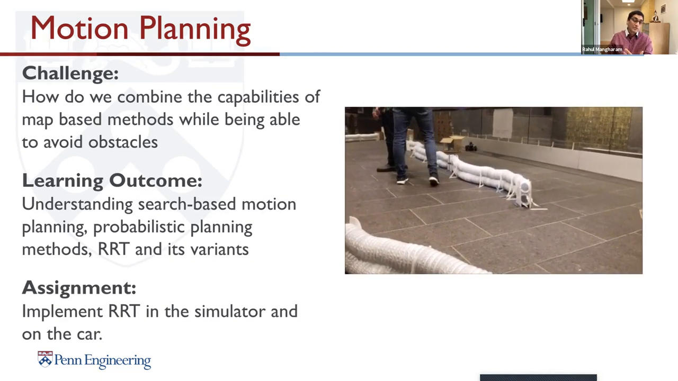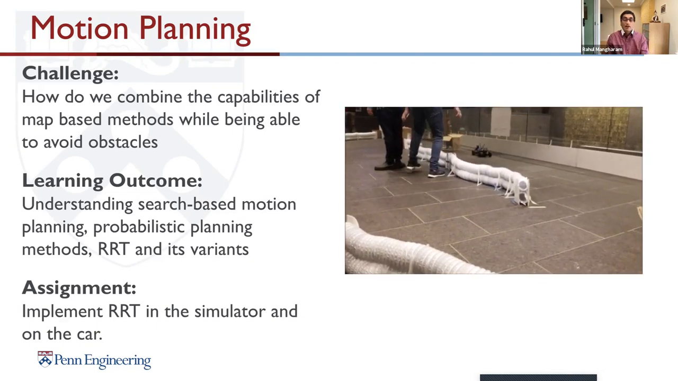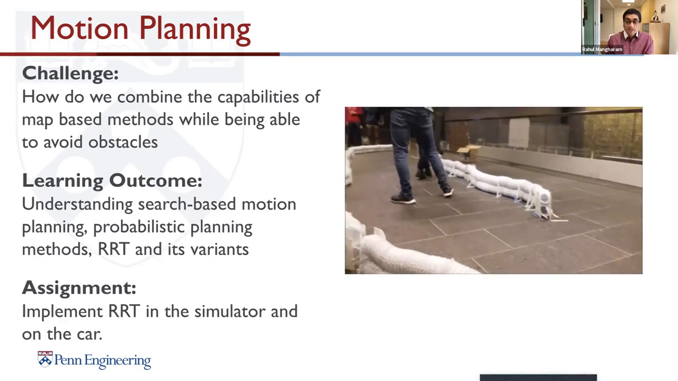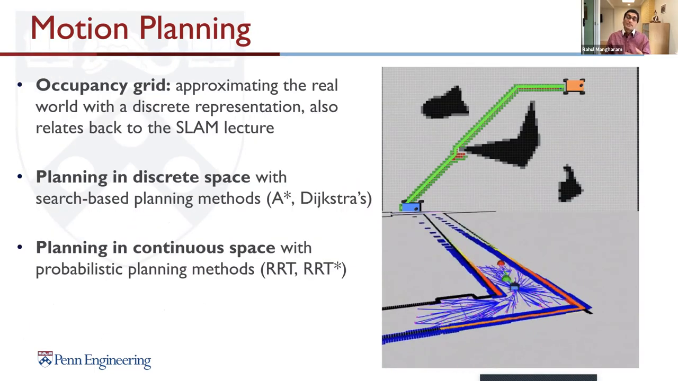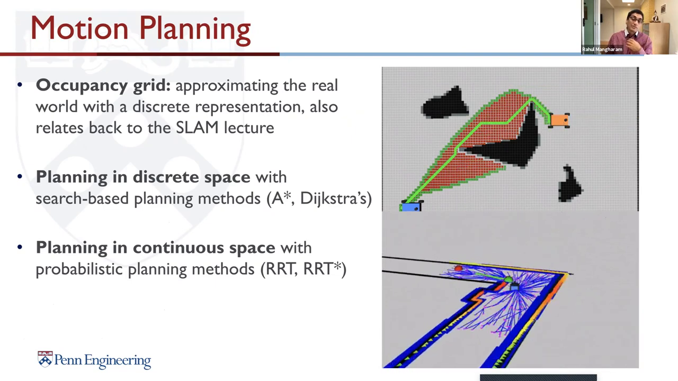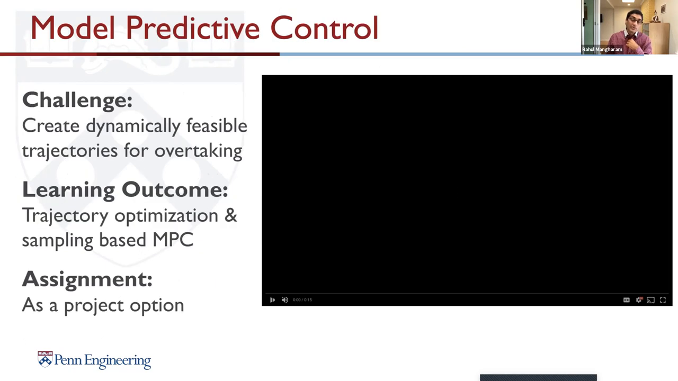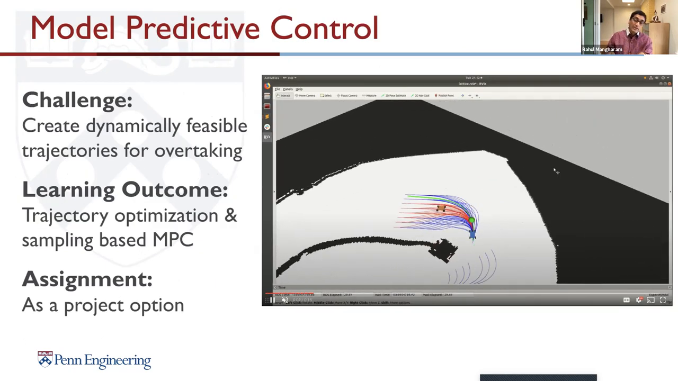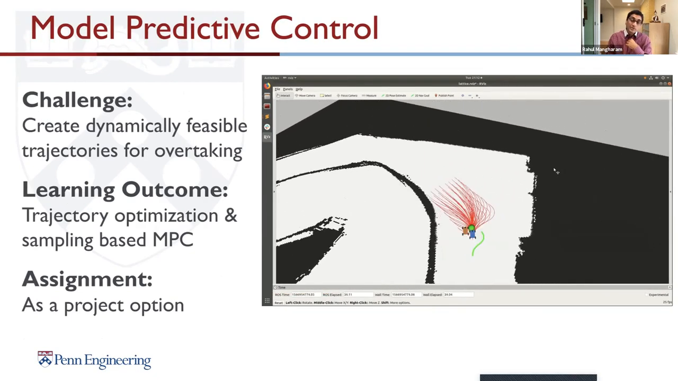And so we walk through search-based planning methods, sampling-based planning methods, RRT, and you implement this in the simulator, and then you implement this on the real car. And in the second part, Johannes will go through what are the kind of planning algorithms you would use to race your car, not just to drive it, right? So how do we do that? And how do you build these planning algorithms so that they can aggressively do these overtakes?